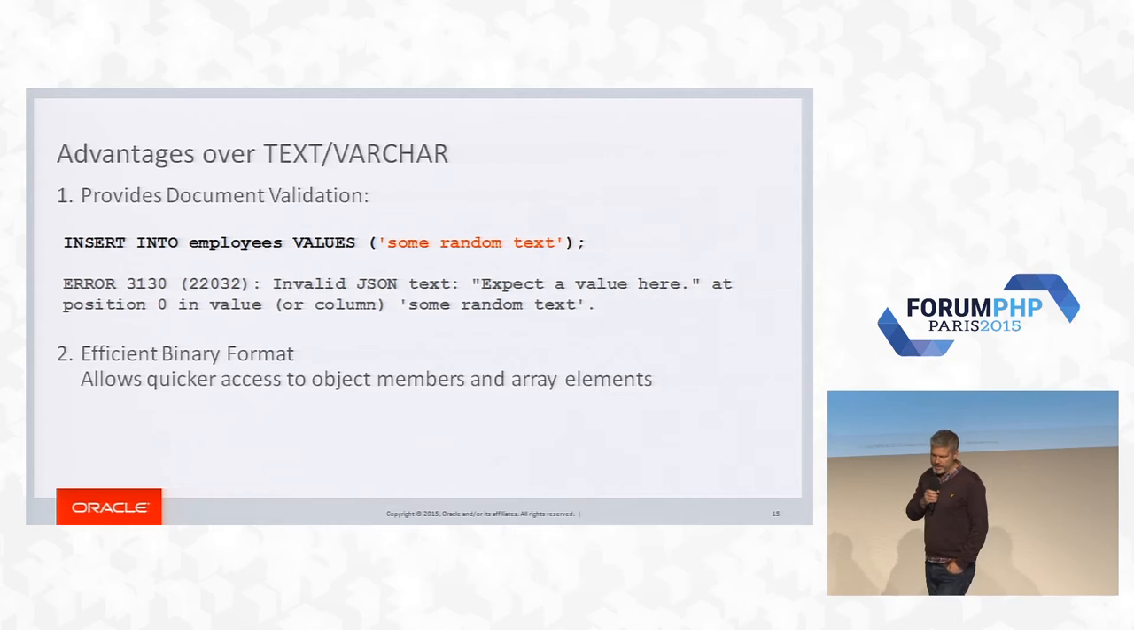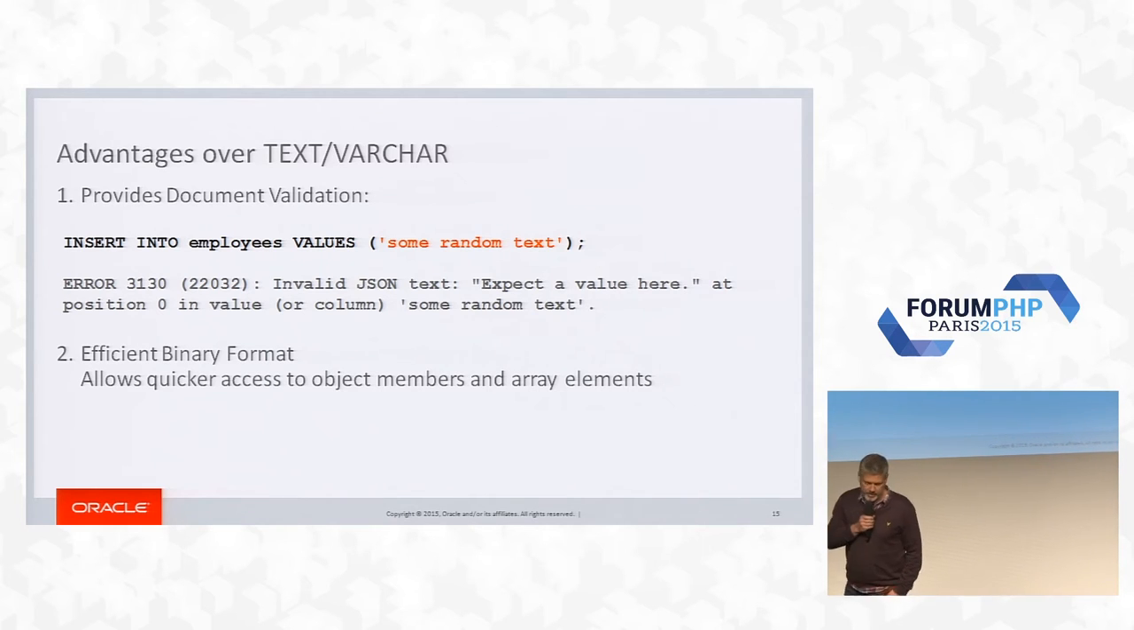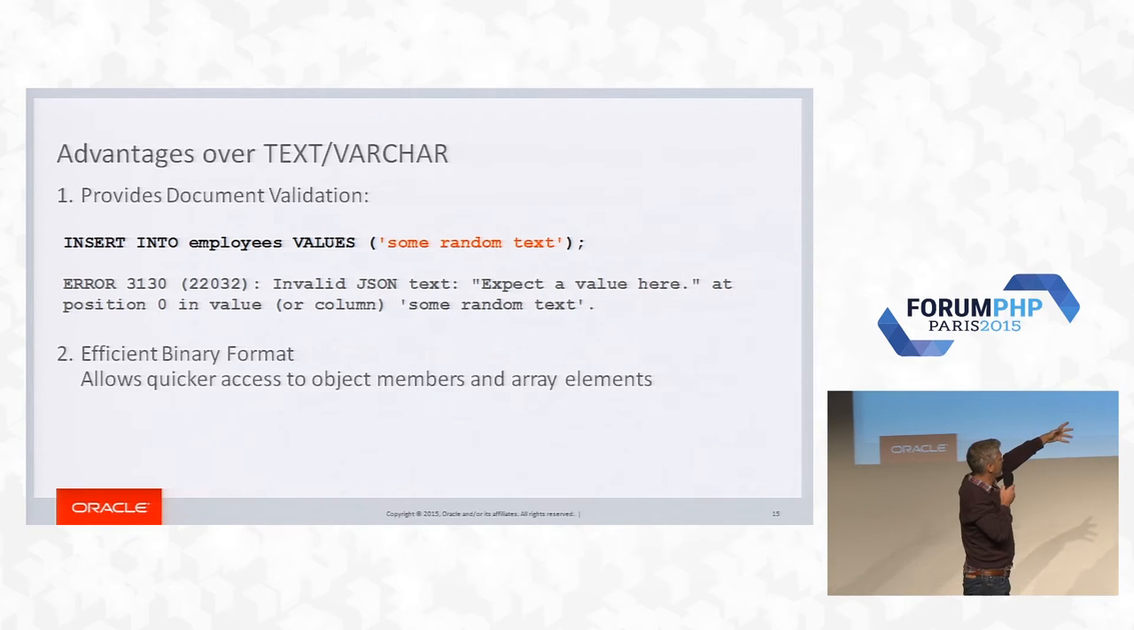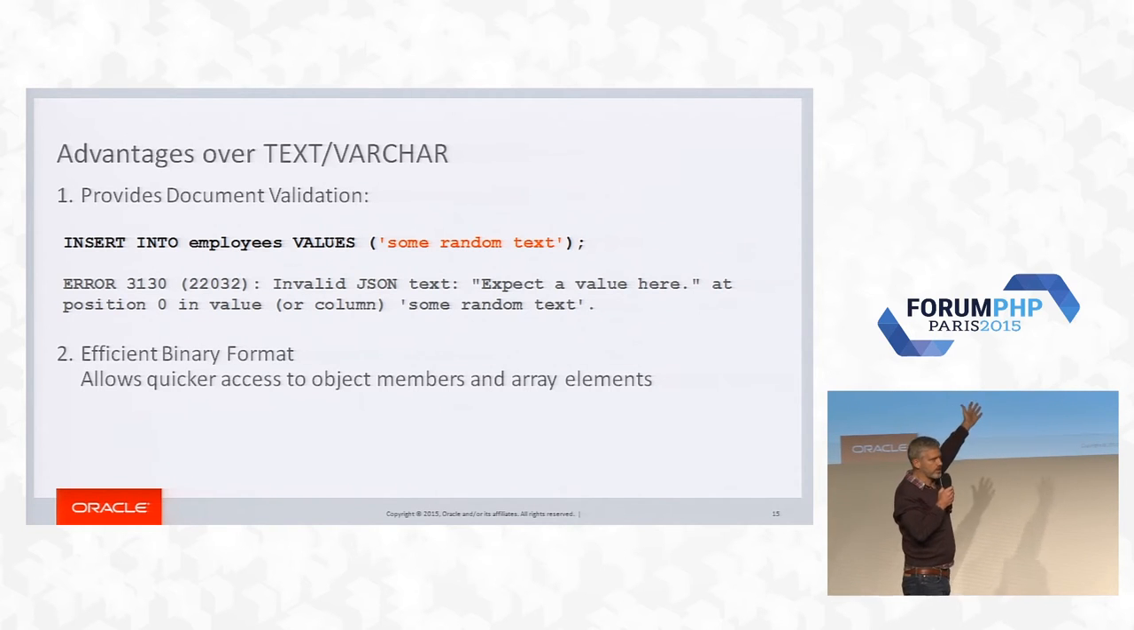What you might have done in the past when you didn't have this was to insert your JSON blobs or your JSON text into just a text or a varchar object. Why is this better? First of all, it does validation on insert. So if you created a JSON data type, and then you try to insert something which doesn't look like a JSON object, you will get an error: invalid JSON text, you expect a value, and it points at what you tried to type in there and says that that's wrong.